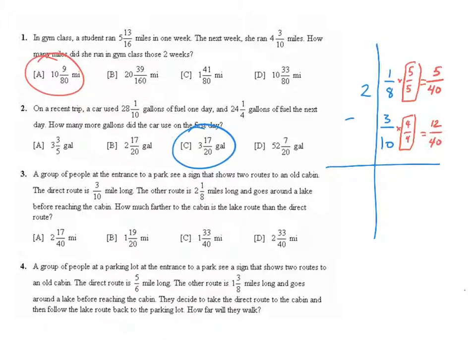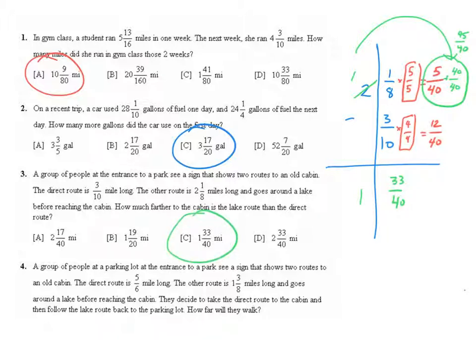5/40 minus 12/40 will be a negative number, so I'm going to take 1 away, but I'm going to bring that 1 whole back over to the fraction column, and it will be 40/40. All together now, I have 45/40. So 45/40 minus 12/40 is 33/40, and then 1 minus nothing is 1. So to answer the question, how much farther to the cabin is the lake route than the direct route? It is 1 33/40 miles farther.